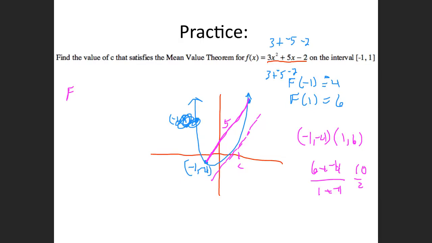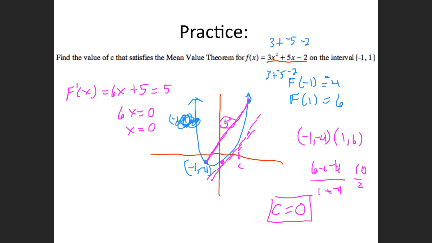So I'm going to take the derivative of my function. That's going to be 6x plus 5. And I'm going to set it equal to the slope of the secant line, so that equals 5. If I subtract 5 off there, I end up with 6x equals 0. X equals 0. That means, and obviously this is not a good graph, but C has to be 0. So when C is equal to 0, the slope of the secant line and the slope of the tangent line are exactly the same.